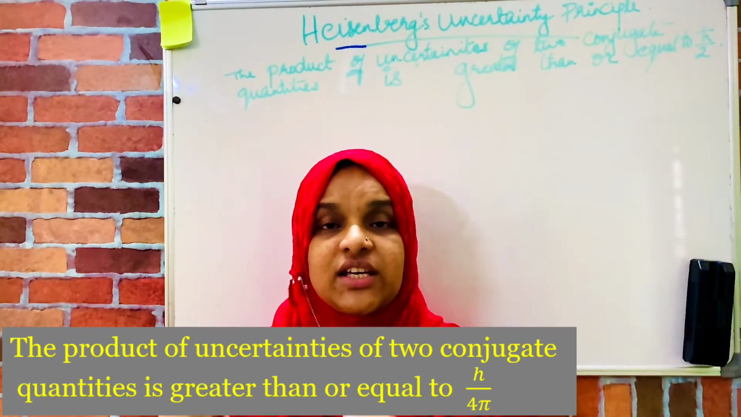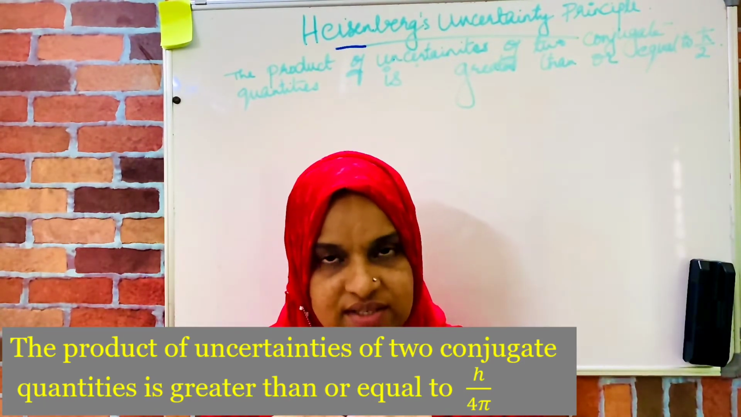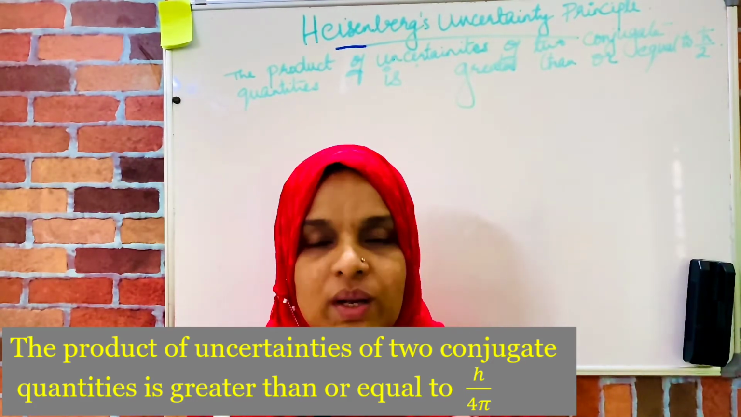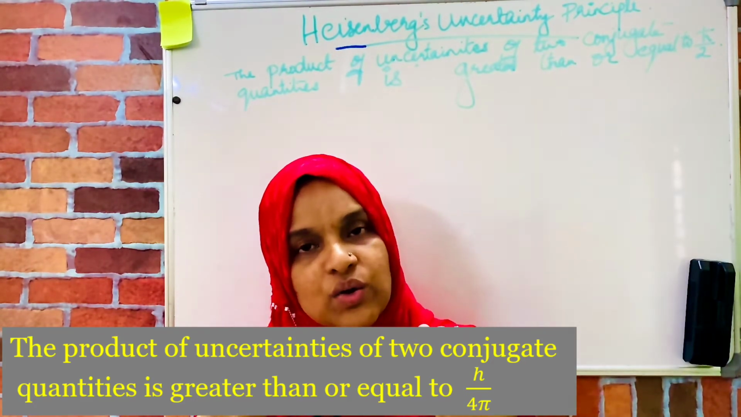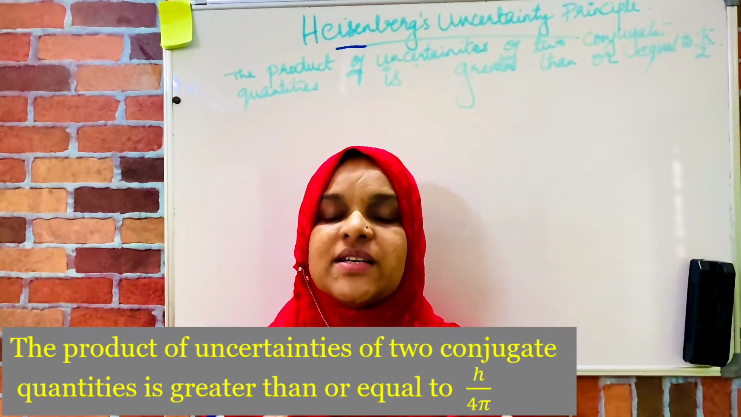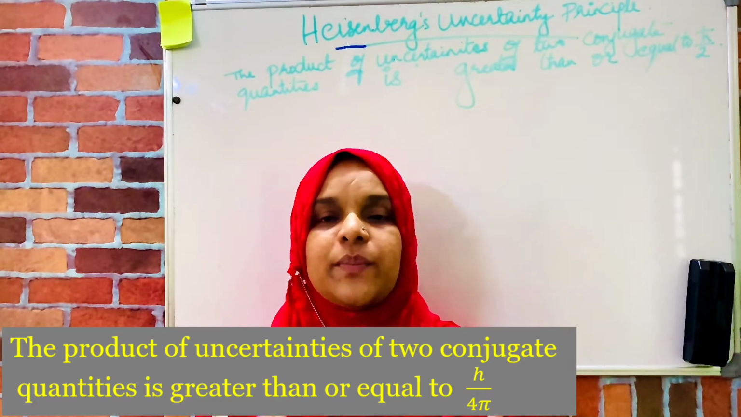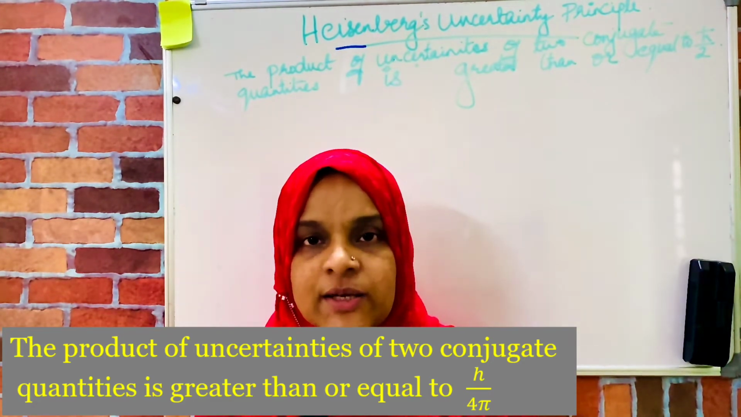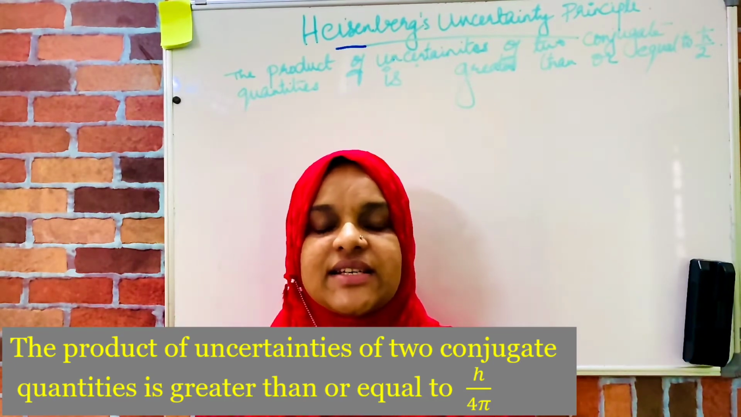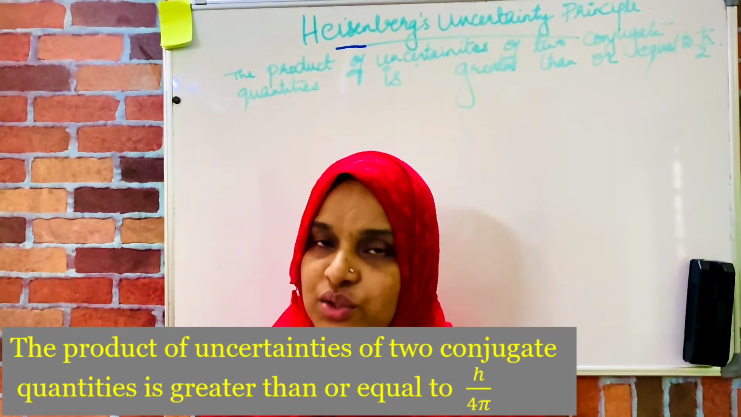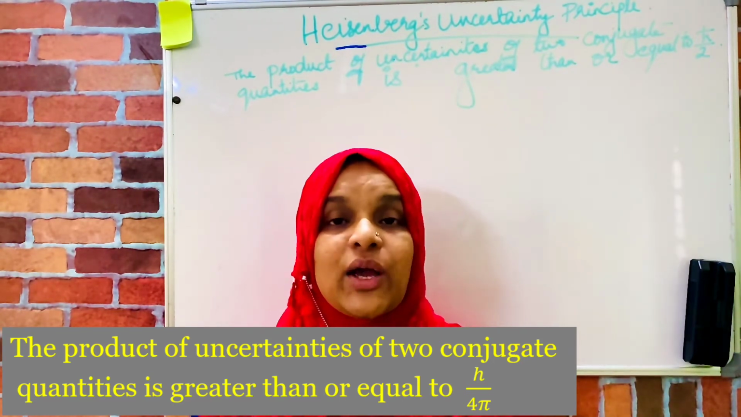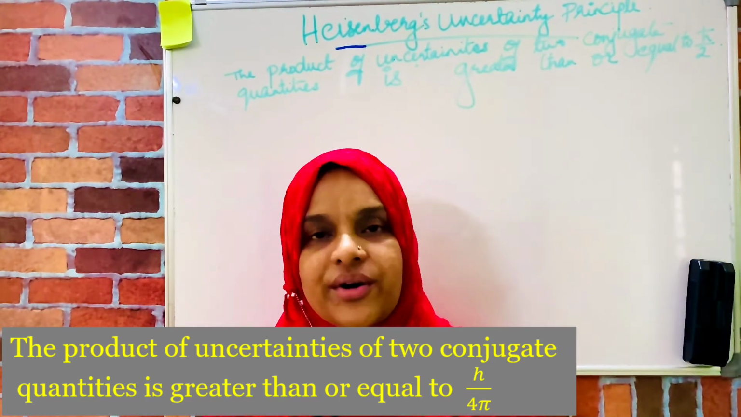Anyway, if we take the product of these two inaccuracies in measuring position and momentum, the minimum value will be equal to h cut by 2. It can also be greater than h cut by 2. That is Heisenberg's uncertainty principle. The product of uncertainties in any two conjugate quantities will be greater than or equal to h cut by 2, or it is impossible to measure simultaneously and accurately two conjugate quantities.